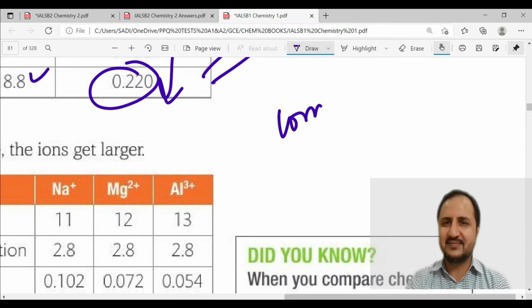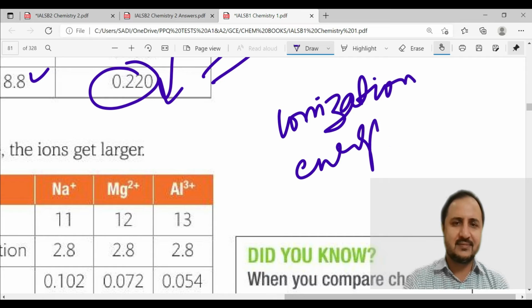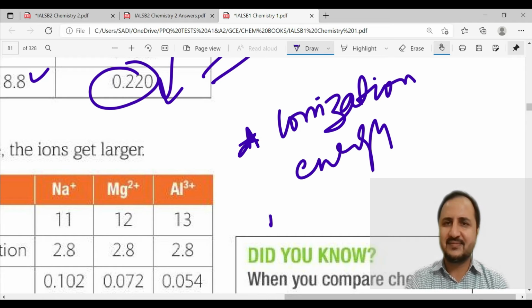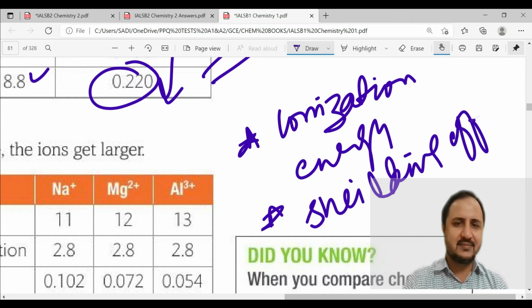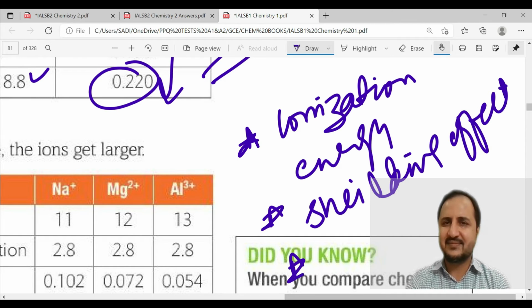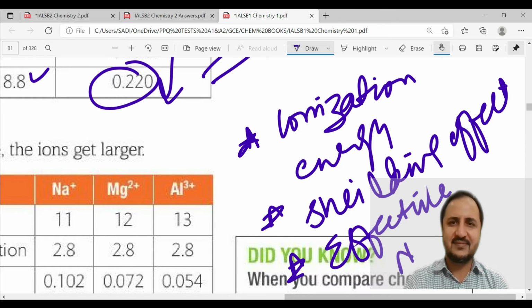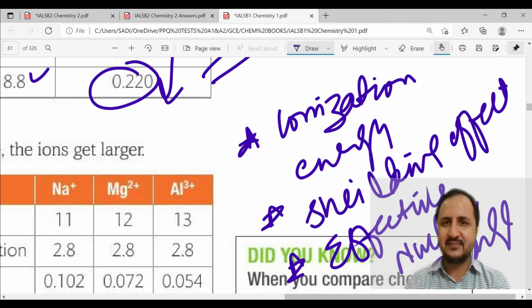Those 3 points are: number 1, ionization energy. Number 2, shielding effect. And number 3, the effective nuclear charge. Do you see my screen? Yes, sir. Okay, so we are having the effective nuclear charge.